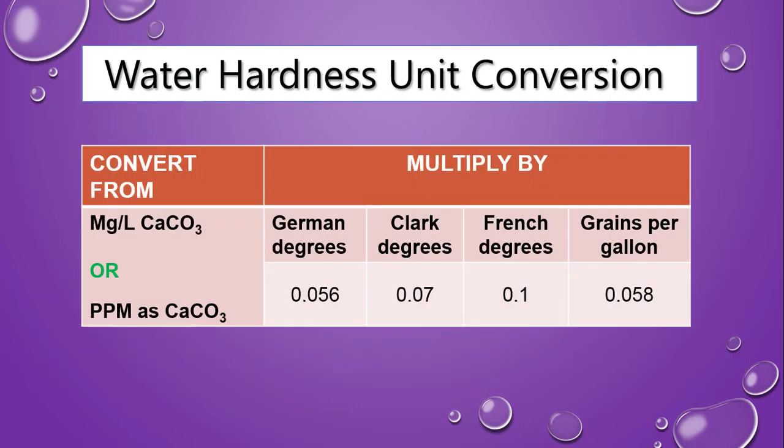And now, how can we convert the water hardness units? To convert from ppm as CaCO3, multiply by the factor I mentioned in this table. For example, if you want to convert milligram per liter as CaCO3 to German degrees, then you have to multiply the ppm as CaCO3 or milligram per liter as CaCO3 value by 0.056.